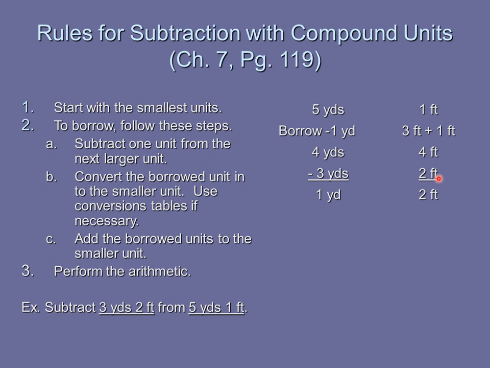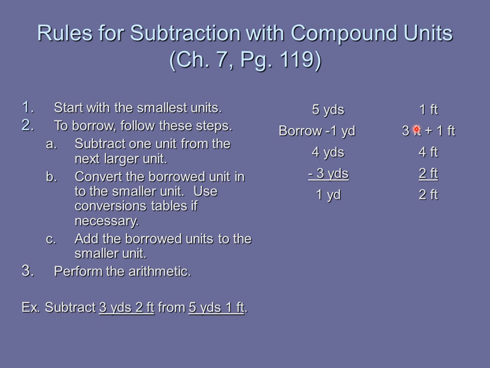So you have to borrow. Where do you borrow? You will borrow from the year. Now you will borrow 1. So you have 5 years. You borrow 1, it becomes 4 years. But since you borrowed 1 yard, you will have to add 3 feet here, because 1 yard means 3 feet, right? The reason you are doing it is because you cannot subtract 2 feet from 1 feet. So you add 3 feet, that becomes 4 feet.